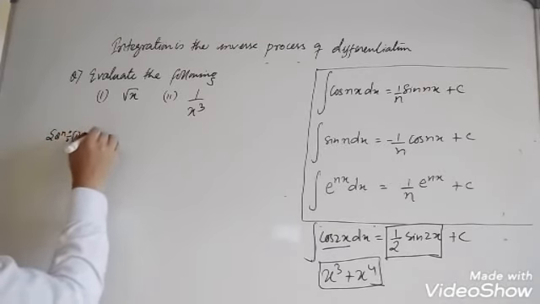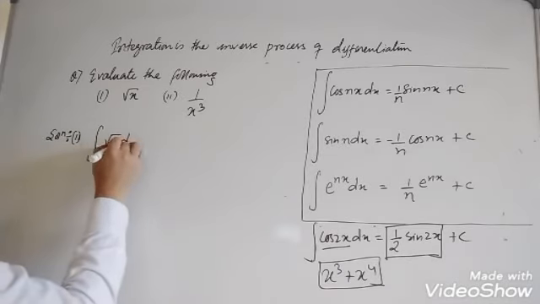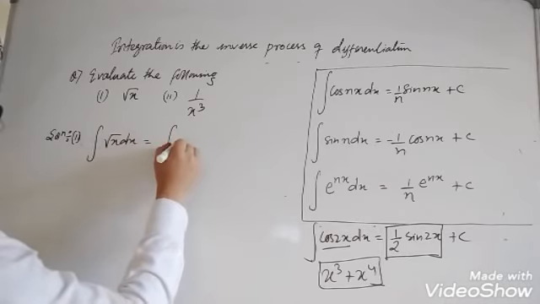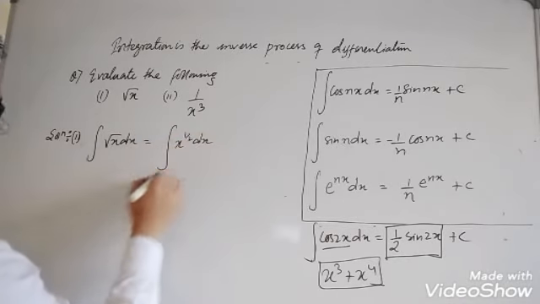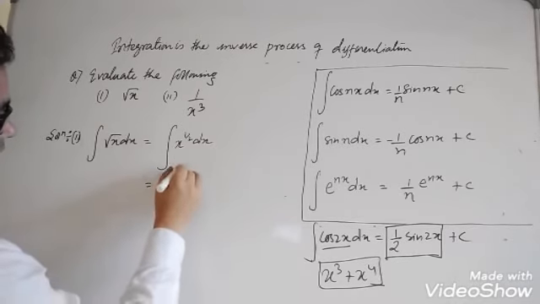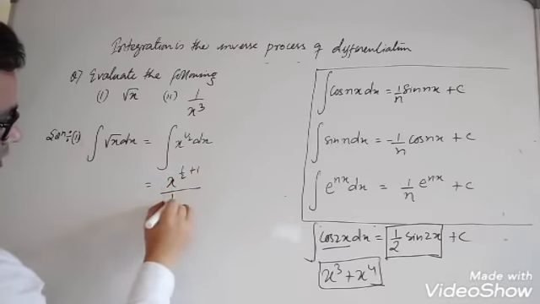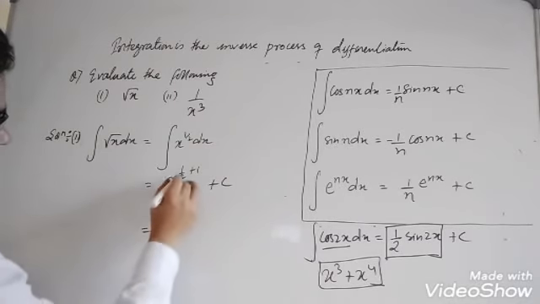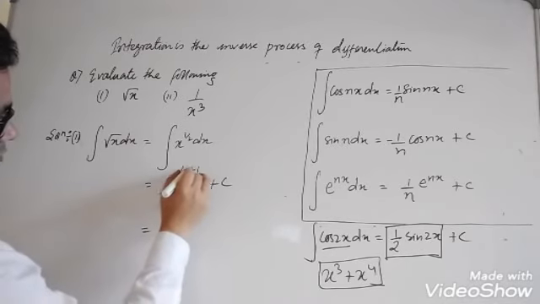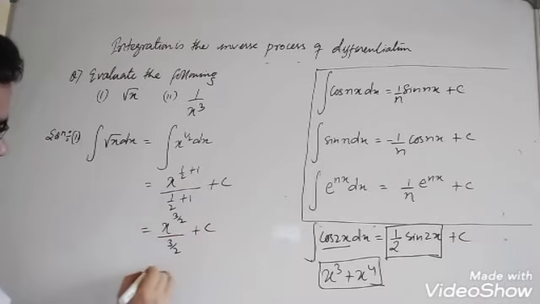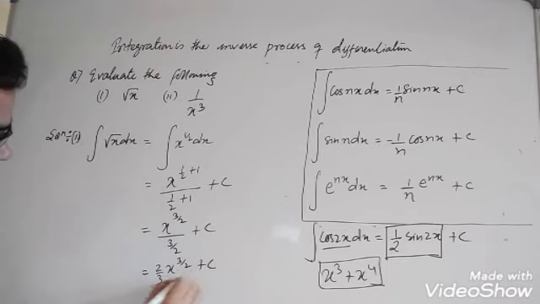Integration of root under x dx equals integration of x to the power half dx. Integration of x to the power half is x to the power half plus 1 divided by half plus 1, plus c. Now take 2 as LCM: 1 plus 2 is 3, so 3 by 2, and in the denominator the same 3 by 2, plus c. So this equals 2 by 3 x to the power 3 by 2 plus c.